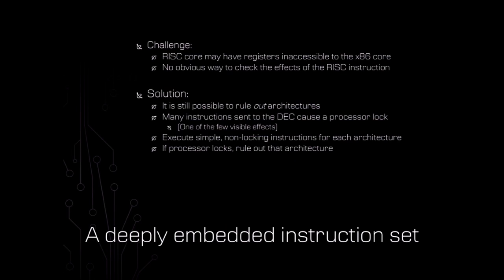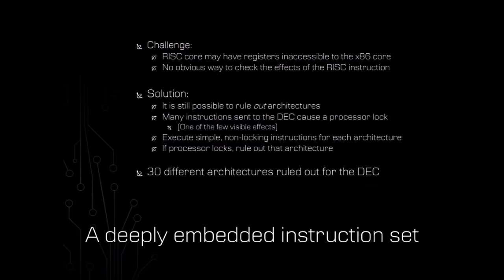So the good thing here is that there is still a simple way to rule out architectures. What I was observing is that a lot of the RISC instructions I tried to execute would actually lock the processor. So if I generated a really simple instruction like add 1 to R0 for a RISC architecture, and I tried to execute that on the DEC, and the processor locked up, that's a pretty good sign that that wasn't the architecture that I was expecting. So I can rule out that this is ARM if it's choking on simple ARM instructions.